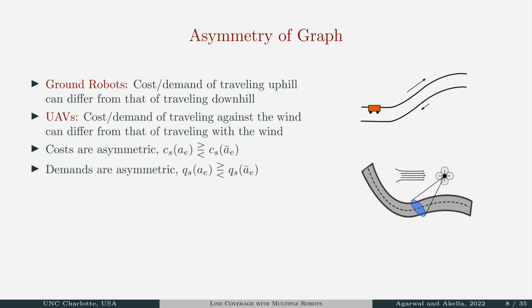For ground robots operating in an uneven terrain, the cost and the demand for traveling uphill can differ from traveling downhill. Similarly, for UAVs, costs and demands can depend on the direction of travel due to wind conditions. Hence, we allow costs and demands to be asymmetric.